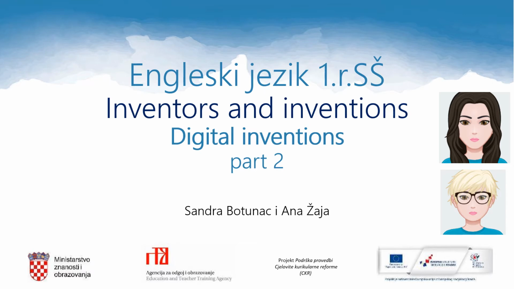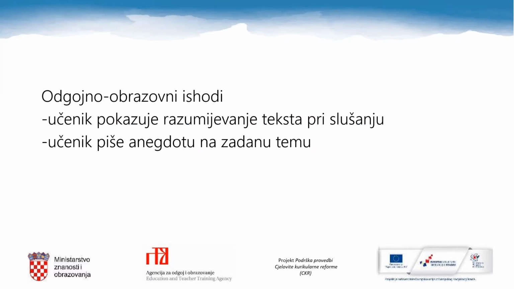This is an English lesson for grade 1 of secondary school. The topic is inventors and inventions, and this is part 2, digital inventions. Sandra and Anna will be your teachers today. By the end of today's lesson, you'll be able to talk about digital inventions and you'll be asked to write an anecdote on a given topic.